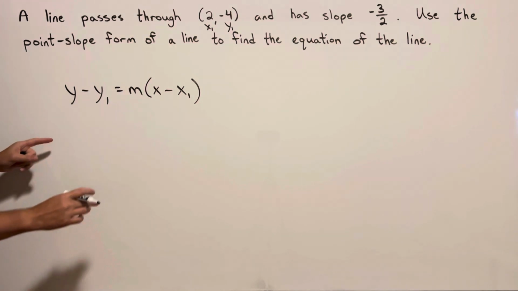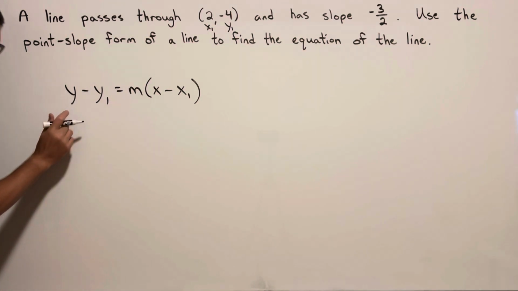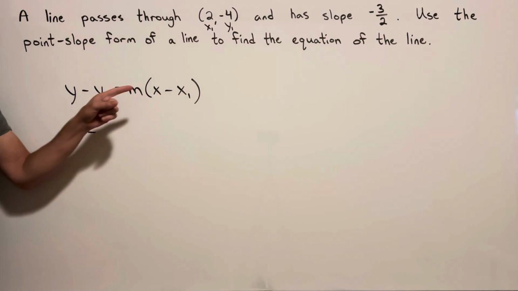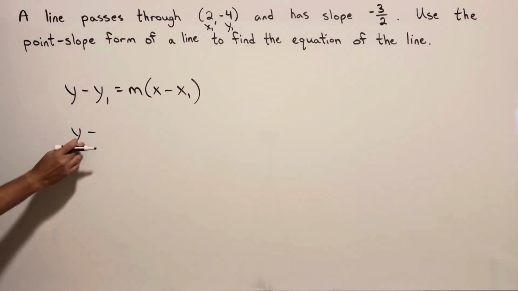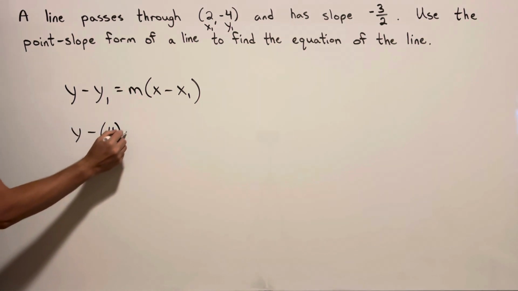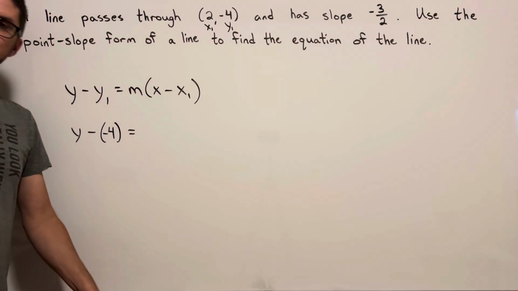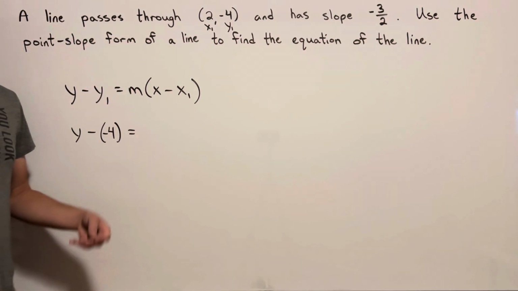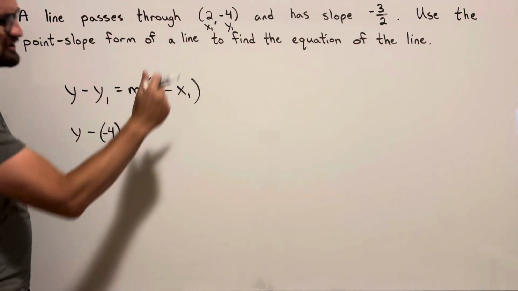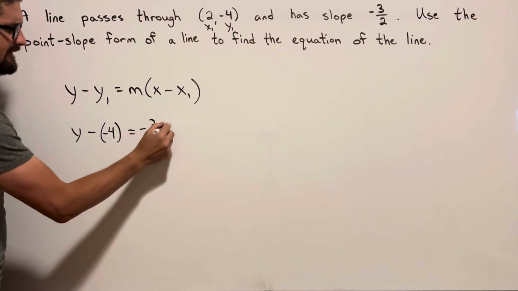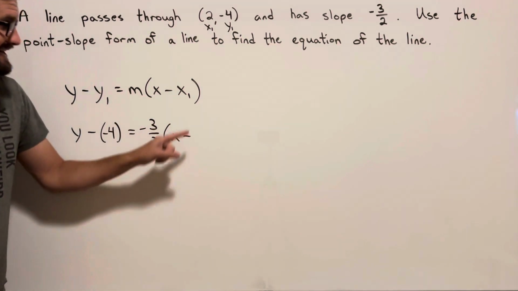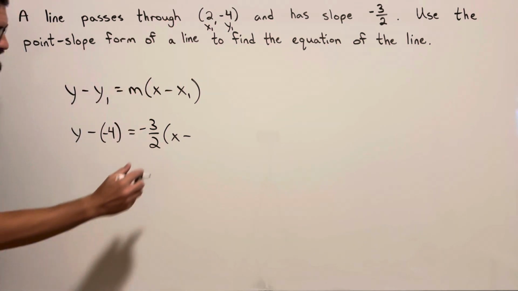All right, so I'm going to plug in. I'm going to leave this y alone. Then I bring down the minus sign. The y1 matches up with -4, so this is going to be a minus a -4. That's a double negative. Minusing a negative number is the same thing as adding the number. I'm going to plug in the m, the slope, -3/2. Leave this x alone, bring down the minus sign, and then x1 matches up with 2.